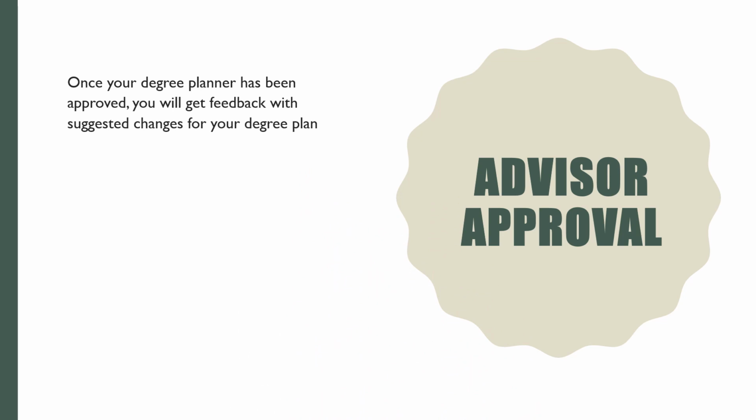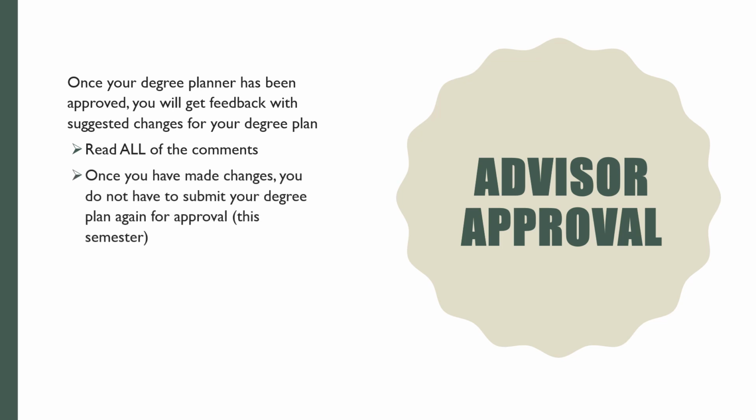Once your degree planner has been approved, you'll get feedback with suggested changes for your degree plan from your advisor. So be sure to read all of the comments, because again, just with the planner being approved, that doesn't necessarily mean that it's perfect as it stands. Once you've made the changes that were suggested, you don't have to resubmit your degree plan immediately for approval. The planner is an annual assignment, so you will have to submit it at least once a year. But if you've already gone through the approval process once for that term, you don't have to resubmit it, and you can just make an advising appointment to bring it in and discuss any changes or feedback that you want.